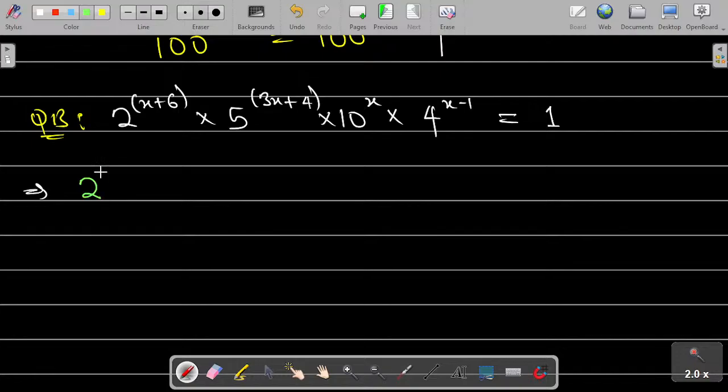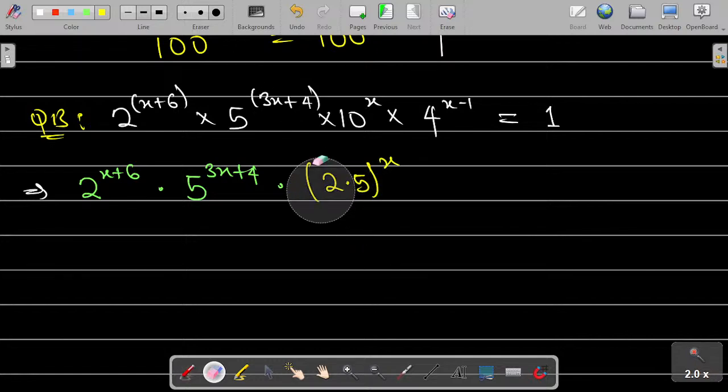I already have 2 to the power of x plus 6, so leave it that way. Multiplied by 5 to the power of 3x plus 4, leave it that way. But here I can split 10 into 2 and 5, so that will be 2 times 5, all raised to the power of x. If you open this now, you get 2 to the power of x and then 5 to the power of x. And this is what I want to use to replace this. So that's the same thing as 2 to the power of x times 5 to the power of x.